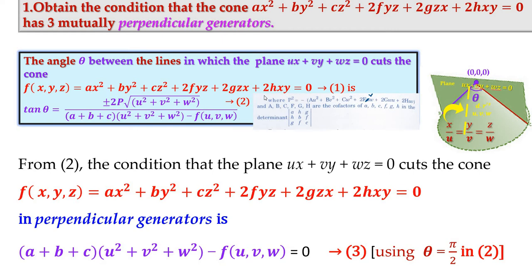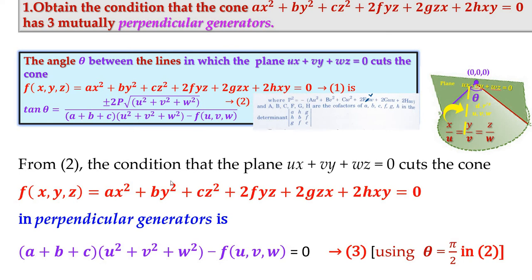Here this P is given in this way: capital P square is minus of capital A u square plus B v square plus C w square plus 2F vw plus 2G wu plus 2H uv. Capital A, B, C, F, G, H are the cofactors of small a, b, c, f, g, h in the determinant with rows a, h, g; h, b, f; g, f, c. So this is known to us already, and we just borrow this result and proceed further.